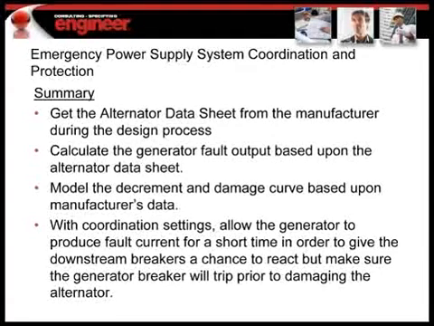It's also useful to take that fault output and make sure that your fault calculations match that output, that hand math. Then you're going to have to model the decrement and the damage, and compare that to the manufacturer's data, and then start setting your breakers. And like I said, once you start off the top at the generator, you set that breaker, then you start setting the breakers downstream. And then that's pretty much it.